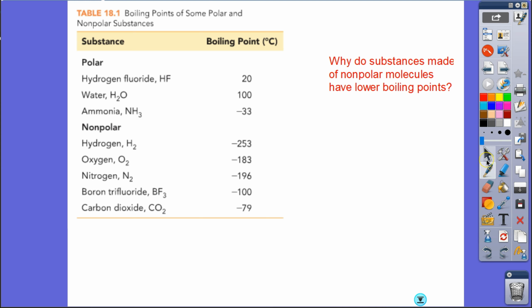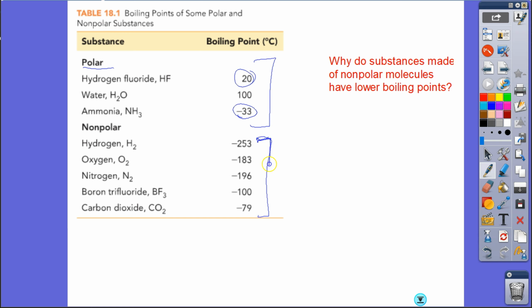Here's a chart showing some different boiling points. The ones on the top are all polar molecules, so even though we would probably think of negative 33 as a cold temperature, it's not as cold as these down here. And ammonia is polar, so it's got a higher boiling point than these down here. Water is really high. Water's quite polar. Hydrogen fluoride is 20 Celsius. It's like a chilly room.